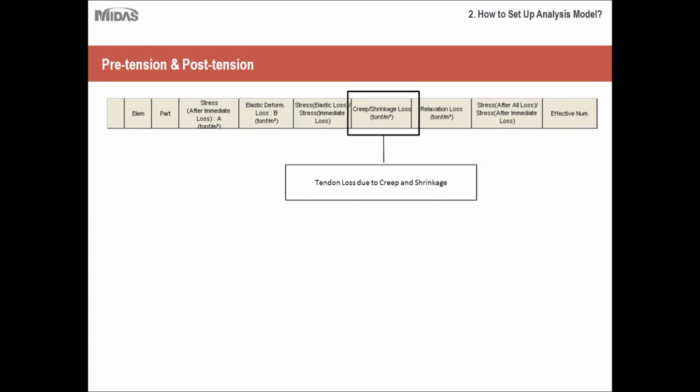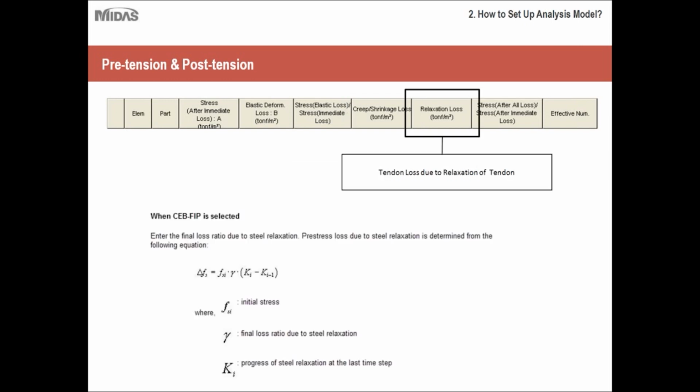Then creep and shrinkage loss. This is highly dependent upon the code and the practices that you are applying to assess the material behavior. If you're using AASHTO, ACI standards, or CEB-FIP, depending upon that, there are different formulae. That information would be too much elaboration, so I have skipped it here. We can definitely discuss this particular aspect in more detail at a later time.